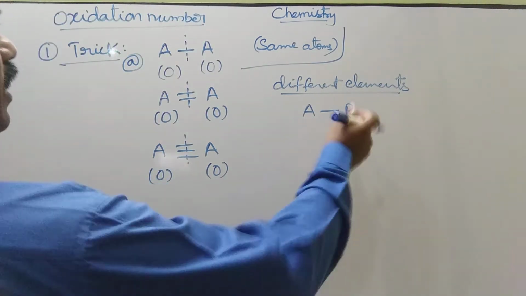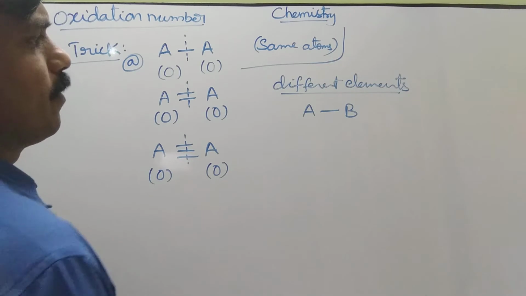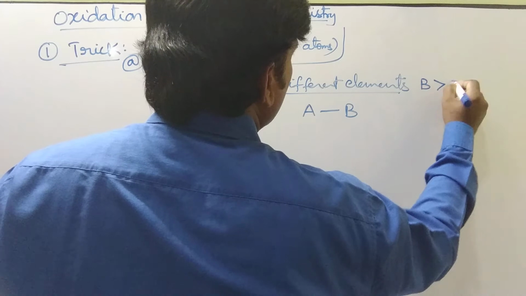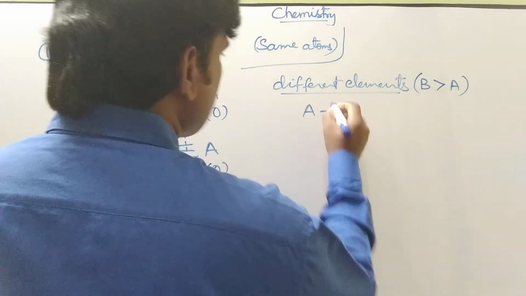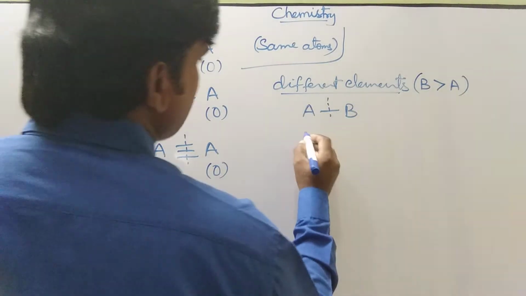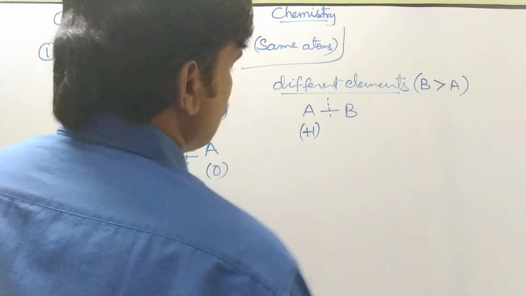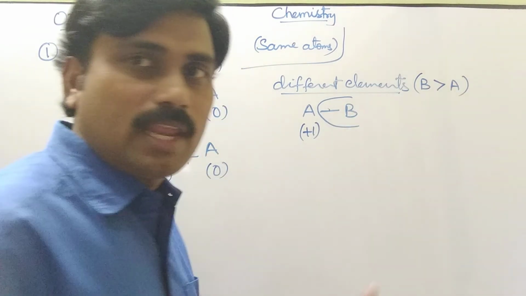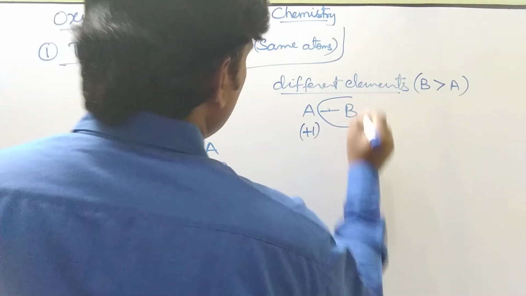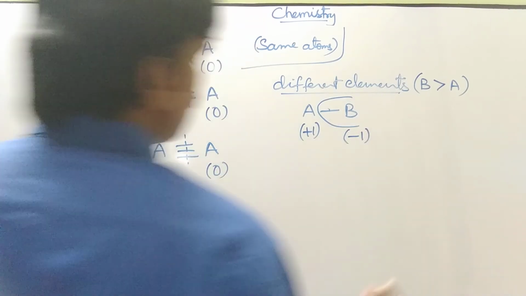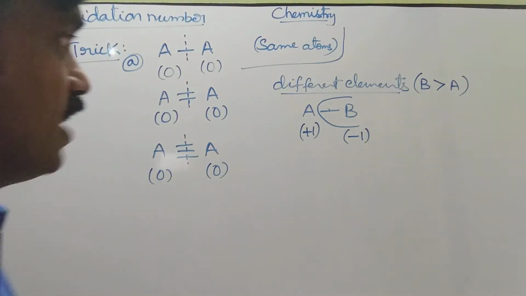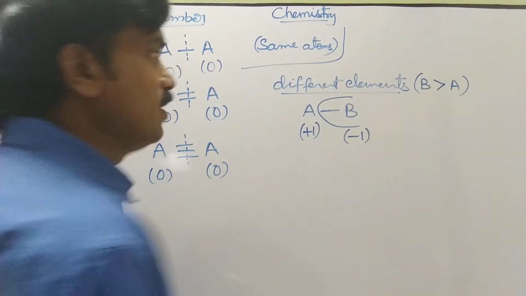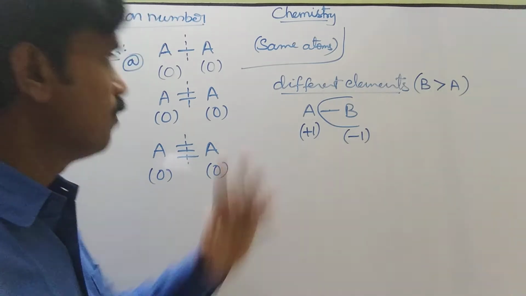See, A bond B, between A and B a single bond is there. Here, B is more electronegative than A. In this case, if you split the bond, A is exhibiting a positive oxidation state because this bond is occupied by B, because B is more electronegative. That's why B oxidation state is -1. Now A oxidation state is +1 because A is losing the electron in this bond. That's why B is exhibiting -1 oxidation state and A is exhibiting +1.